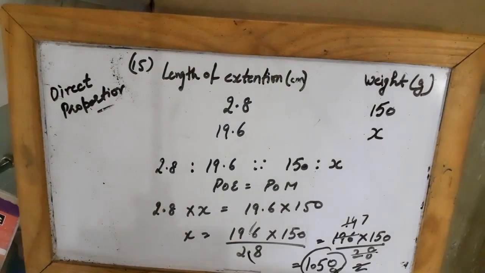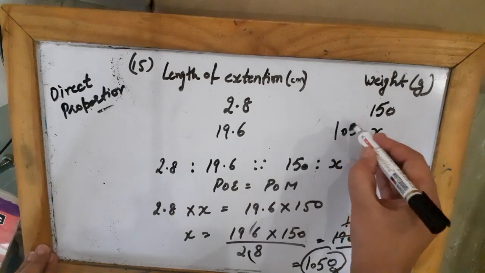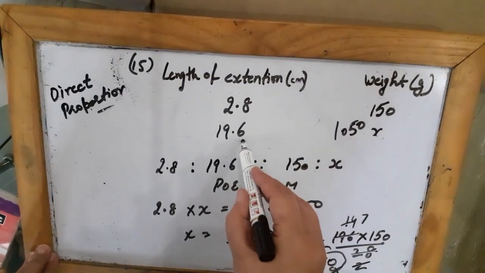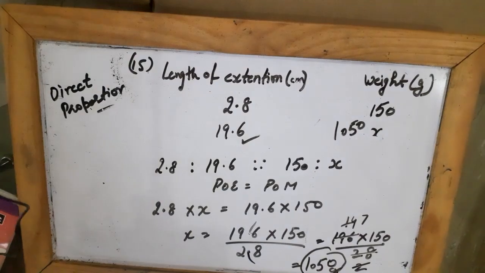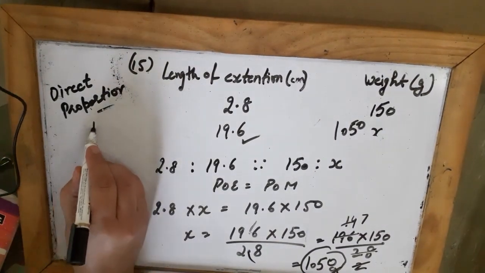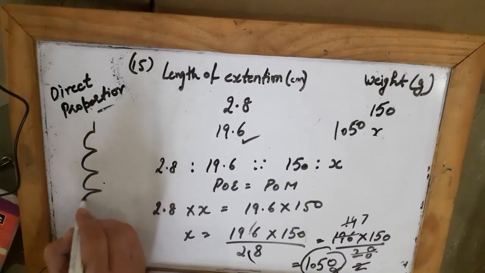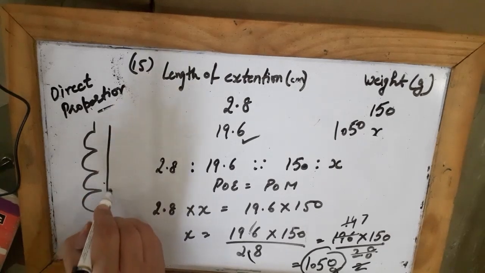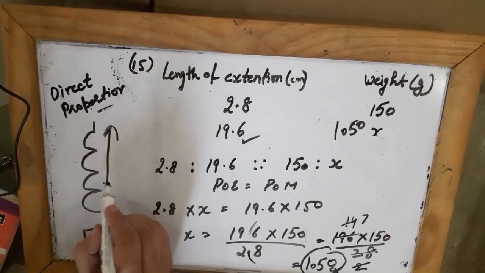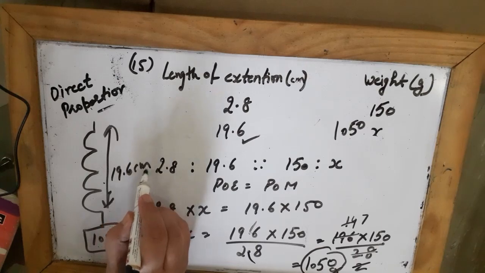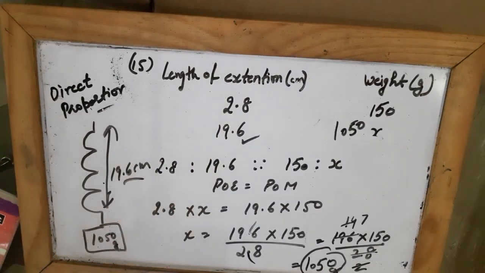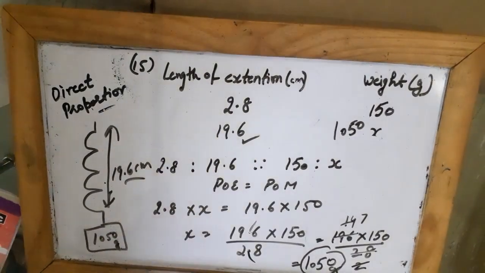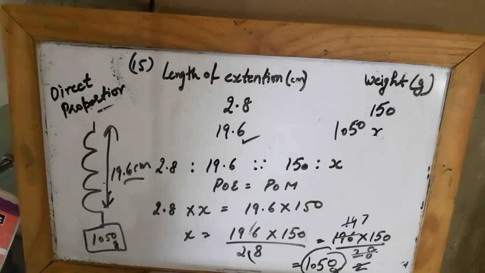So what it means, that if I put a weight of 1050 grams, that will produce an extension of 19.6 centimeter. अगर मैं इस string पे कितना weight hang करूँ? 150 grams. So it will bring an extension of how much? 19.6 centimeter. So more weight, more extension. So which variation is this? Which proportion? Direct proportion.